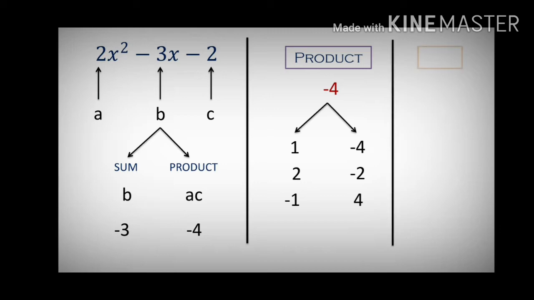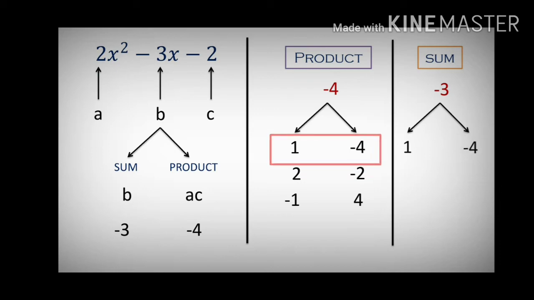But we have to see the sum also. Now the sum required is minus 3. From these options, you have to select which numbers we'll add so that we'll get minus 3. So here we can see that when we add 1 and minus 4, we'll definitely get minus 3. So we will choose these two. So the pair is 1 and minus 4.